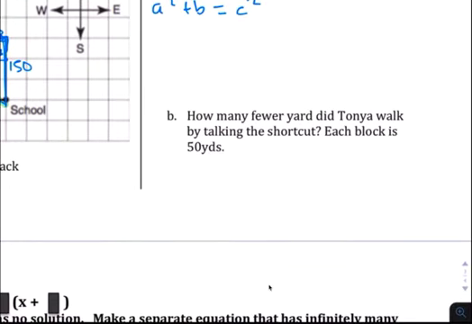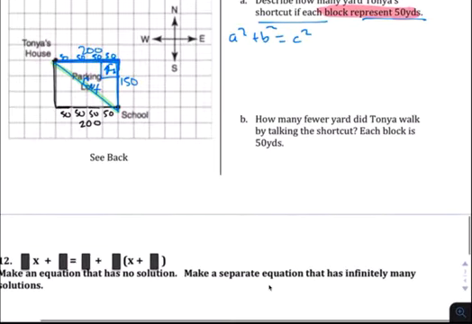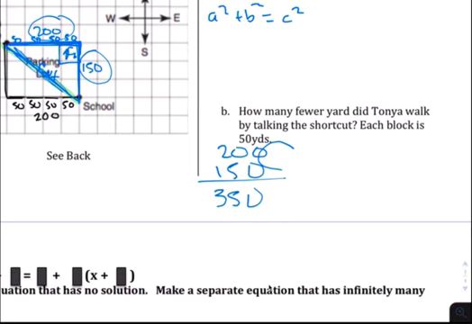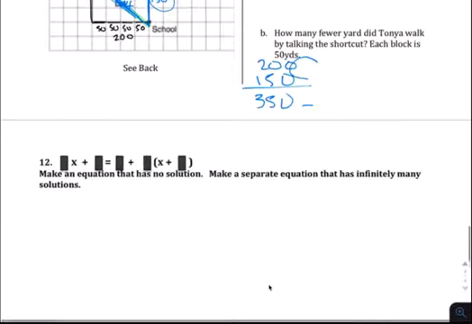Figure out how many fewer yards. Try to answer that question because the long way is this way. That's 200 plus 150, which is 350. The shortcut is right here. You find the answer and you subtract it from that.